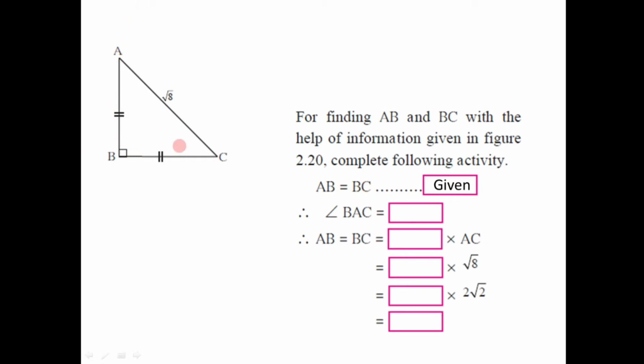Now we know that for a triangle, if two sides of a triangle are congruent, then angles opposite to them are also congruent. So angles opposite to side AB and side BC are angle A and angle C. So both of these two angles must be congruent. So angle BAC must be equal to angle BCA, and as these two angles are congruent, their measures must be 45 degree each. That means measure of angle BAC as well as measure of angle BCA must be 45 degree. That means angle BAC is equal to 45 degree.